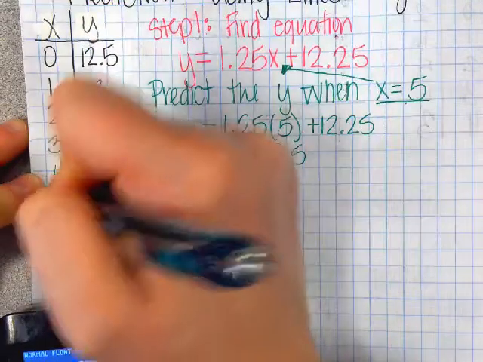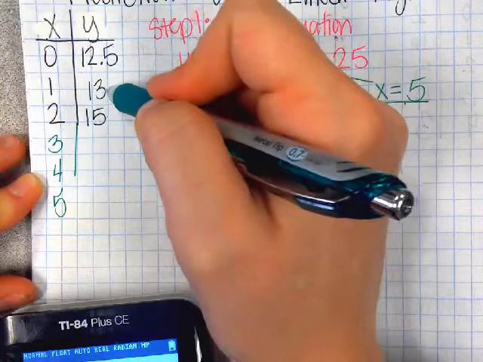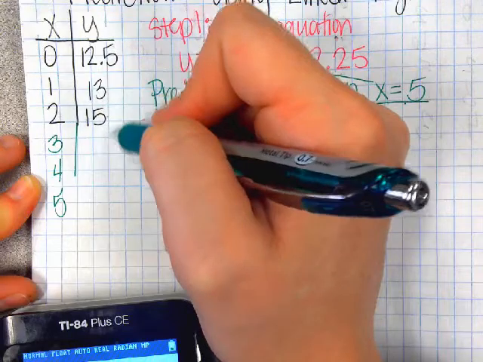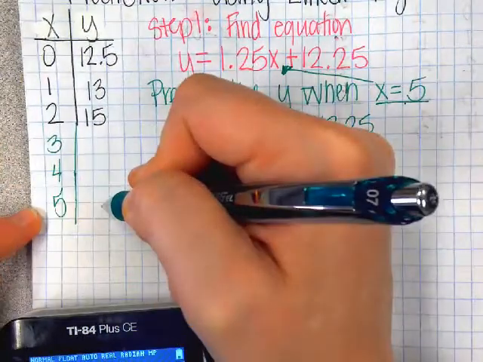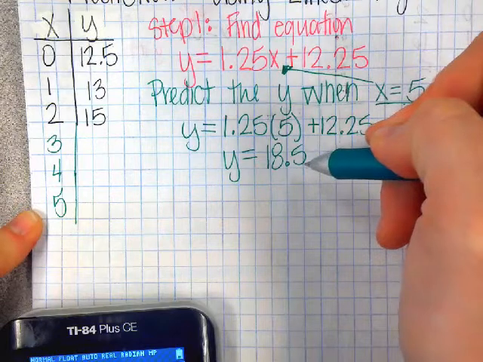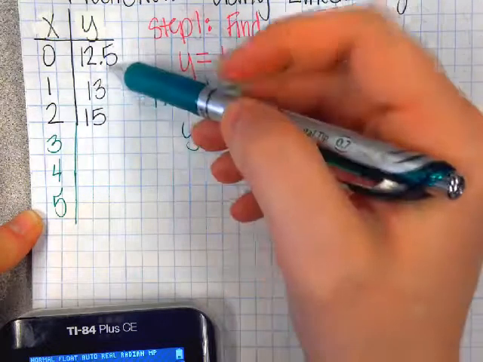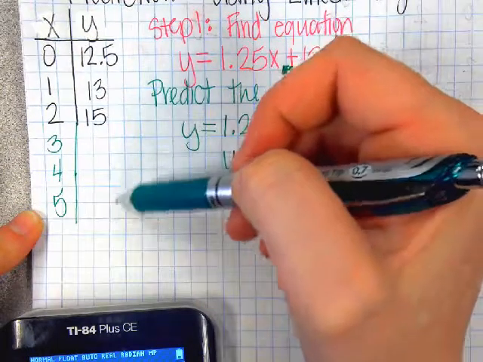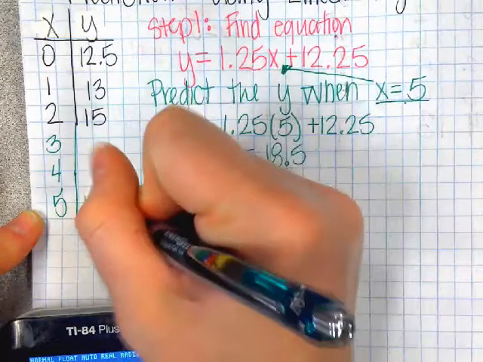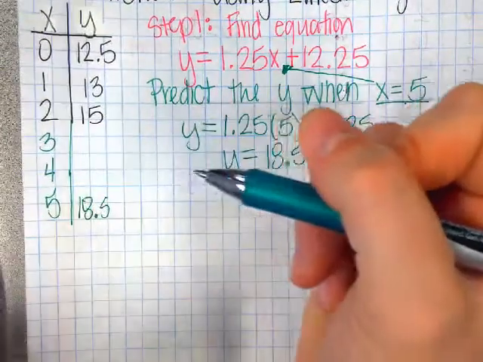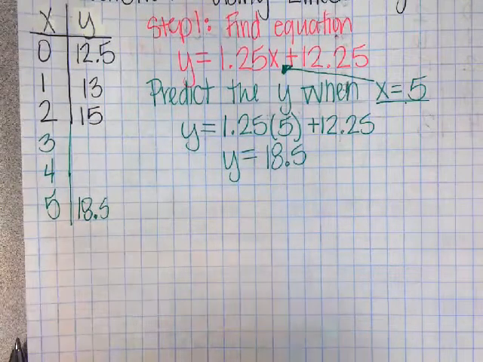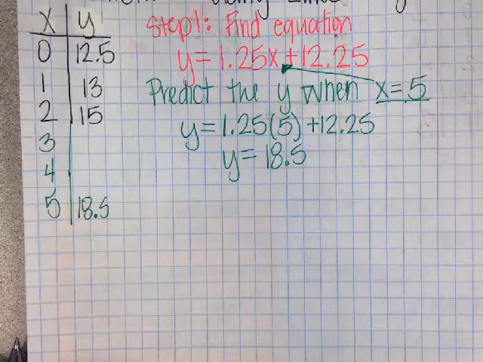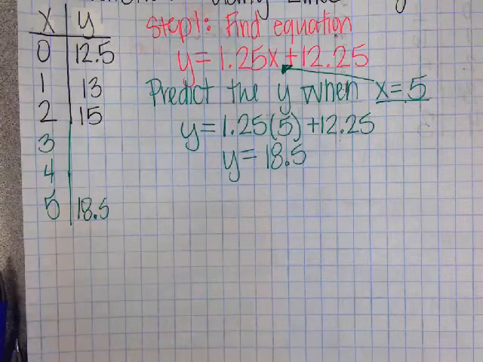If you kept going, 3 would be some number, 4 would be some number, and 5. So it went 12.5, 13, 15, so 16 maybe, 17.5, 18.5. It makes sense that 5 could be 18. If you would have gotten something like 50, that would not have made sense at all, because this was only going up by a little amount each time. Sorry, there's the bell. So 18.5 is a reasonable number to get. You always want to look at that and make sure it makes sense in the problem.